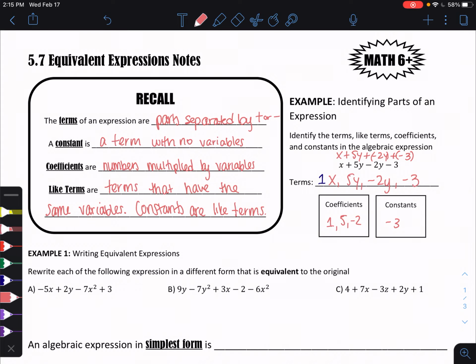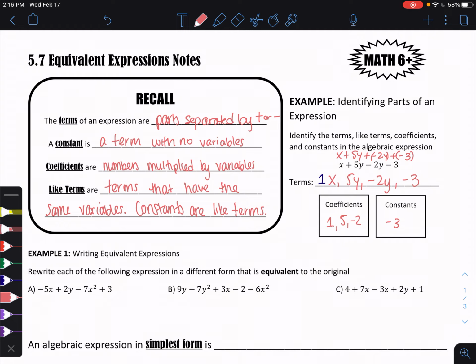Hey everyone, today we are going to be talking about equivalent expressions. For us, that's going to mean combining like terms and then distributing and combining like terms. So here in this first part, I've got some recall information, things that we've already talked about that we're going to bring back and use some more today.